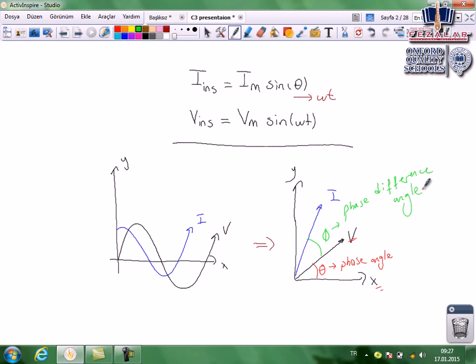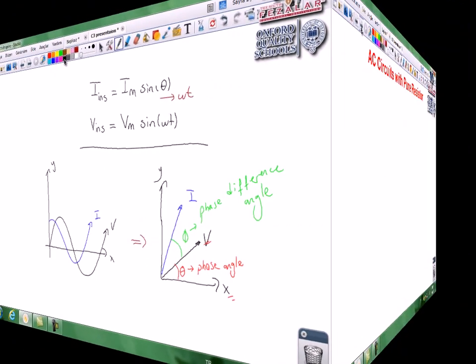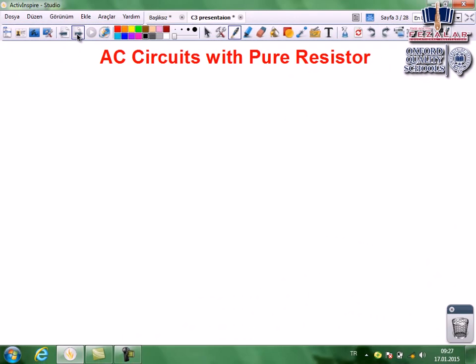Now we can start our chapter. First, we will talk about an AC circuit with a pure resistor. When an AC circuit contains only a pure resistor, the instantaneous current is shown by IR. Instantaneous current is calculated by maximum amount of current times sine omega t or theta. Instantaneous amount of voltage VR is maximum amount of voltage times sine omega t or theta, we can write.